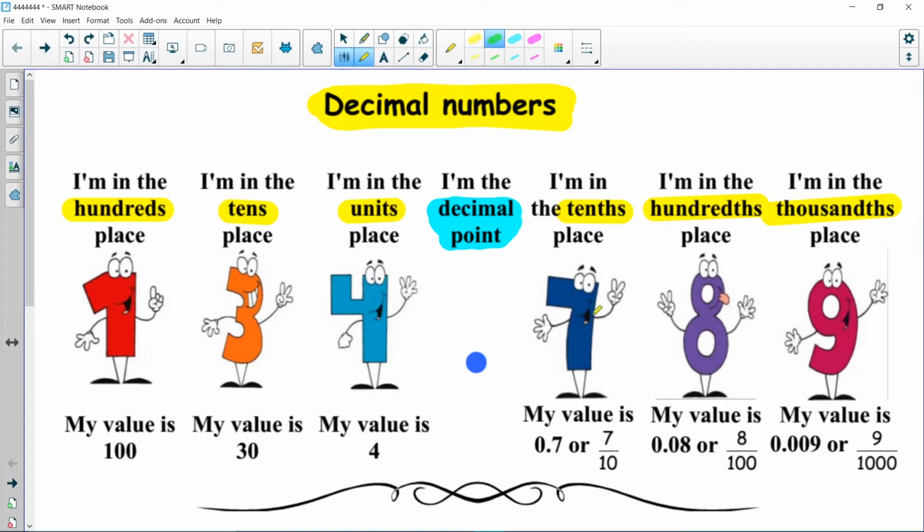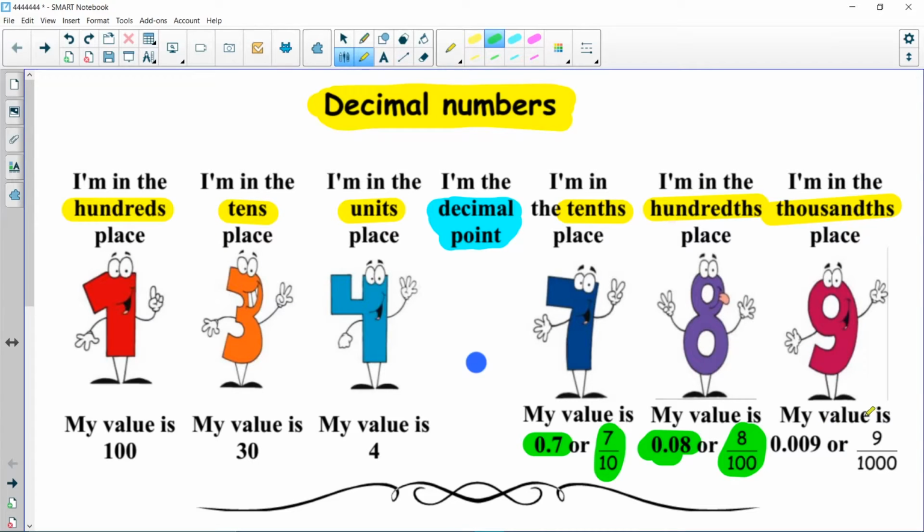For example, this 7, its place value is tenths. Then I can write it as 7 over 10 or 0.7, 7 tenths. This 8, its place value is hundredths. Then we can write it as 8 over 100 in fractions or 0.08 in decimals, 8 hundredths.